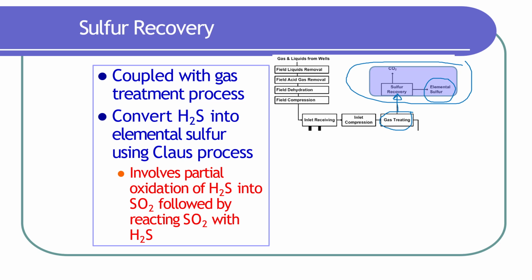We're going to see the details of this process, but for the time being, you need to understand that sulfur recovery means that you're going to take the H2S from the liquid stream, or from the solvent that captured the H2S from the gas, and then you're going to separate the H2S and convert it into elemental sulfur through the Claus process, which is basically a partial oxidation process of H2S to SO2.